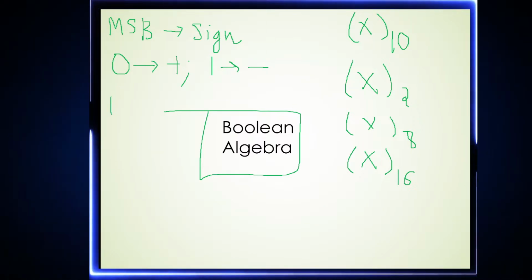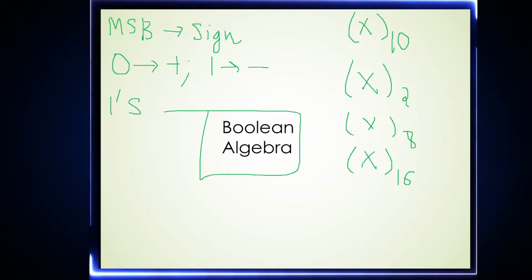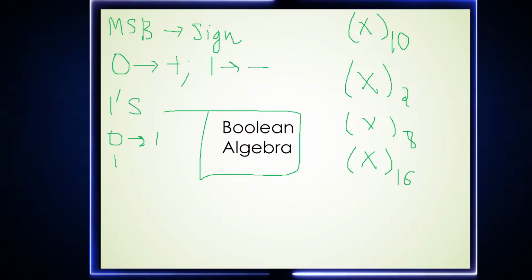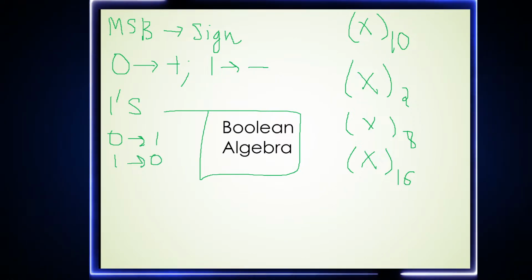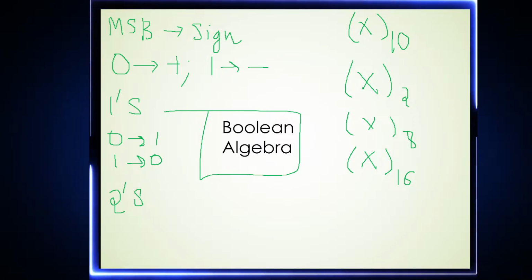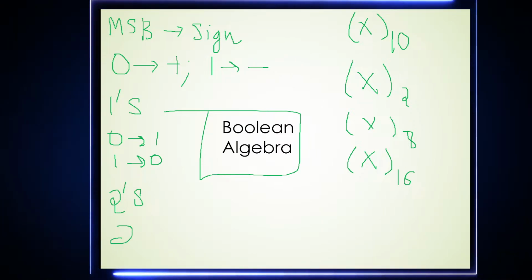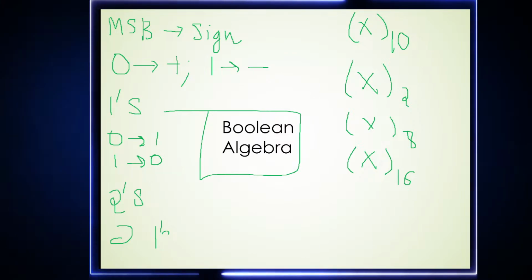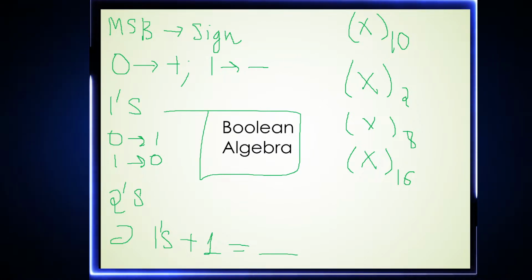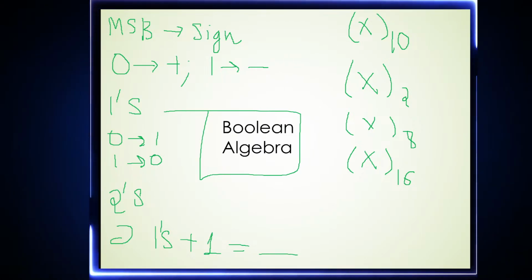Then we saw the 1's complement. 1's complement is very simple. Just invert the digits. 1 becomes 0 and 0 becomes 1. Then we saw the 2's complement. 2's complement is nothing but 1's complement plus 1, which will give you the final result. Right, so this is a simple quick revision of whatever we have studied till now.